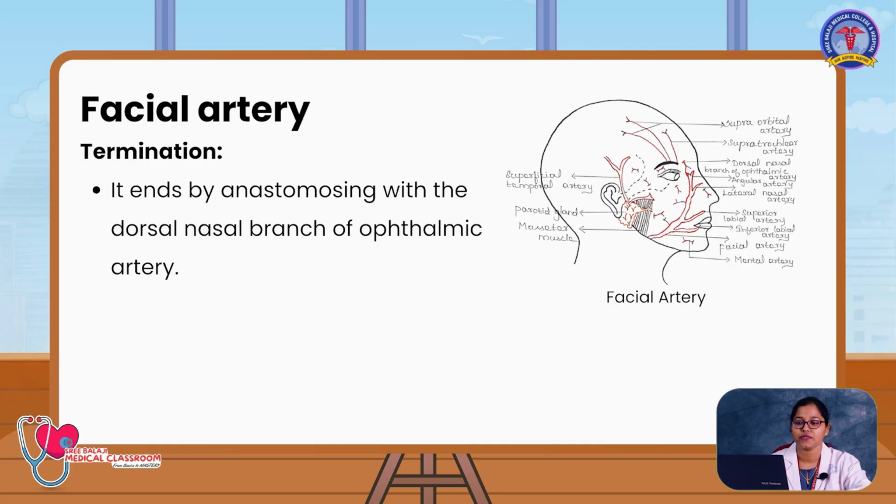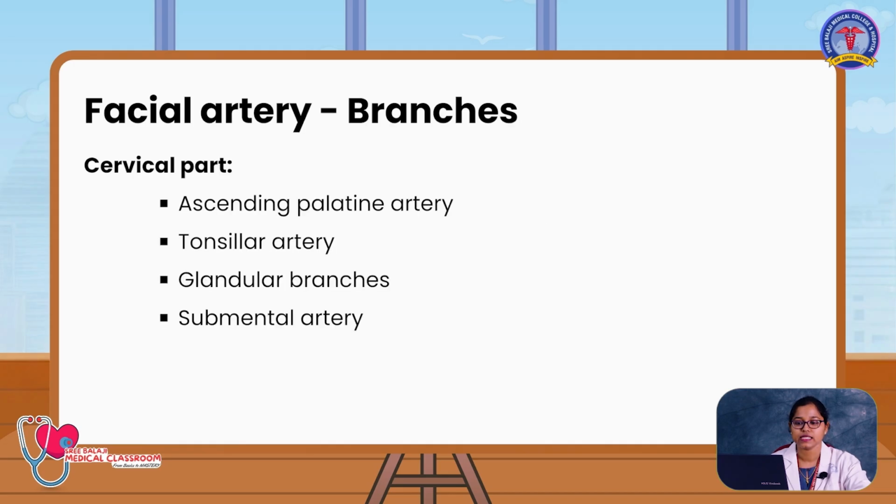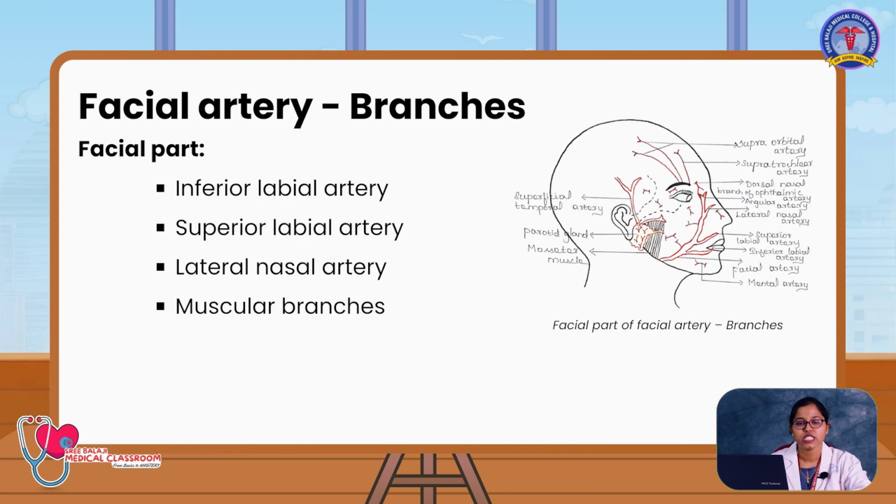Next, branches of the facial artery. The facial artery terminates by anastomosing with the dorsal nasal branch of the ophthalmic artery. The cervical part gives off the ascending palatine artery, tonsillar artery, glandular branches and the submental artery. The facial part gives off the inferior labial artery, superior labial artery, lateral nasal artery and the muscular branches.